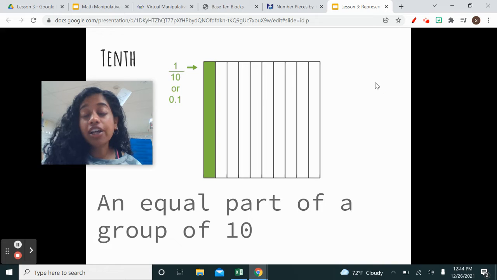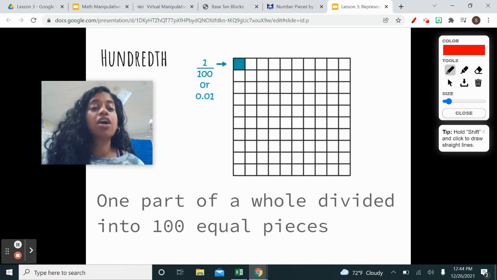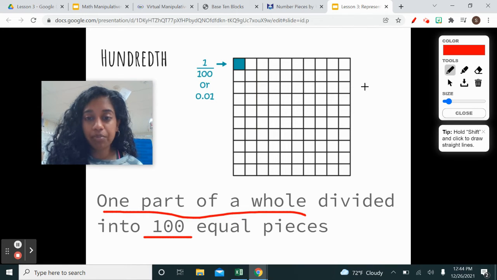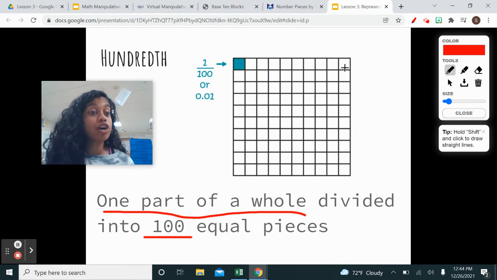Now, if we go into what a hundredth is, if you remember me talking about earlier, a hundredth is one part of a whole that is divided into 100 equal pieces. So we have our whole, which is our big flat right here, and each of these little squares is 1 out of 100. So there are 100 little squares. So we took our whole and we split it up into 100 little pieces.